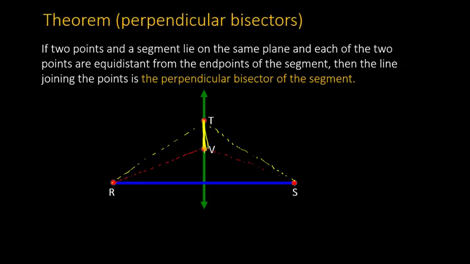Let's go through it one more time. If I've got 2 points, in this case T and V, and a line segment, in this case RS, and they're all on the same plane, and point T is equidistant from the endpoints R and S, and point V is equidistant from the endpoints R and S, then if I form a line between these 2 points, this is the perpendicular bisector of the segment RS. Okay? Beautiful. So that's the last thing I wanted to discuss in this second part of the video.